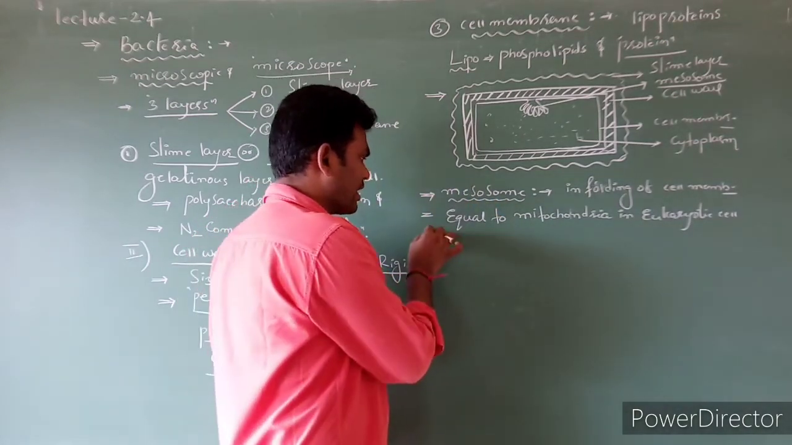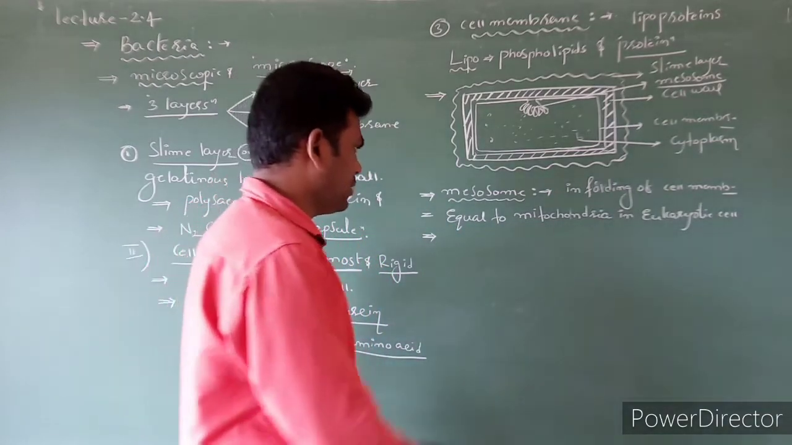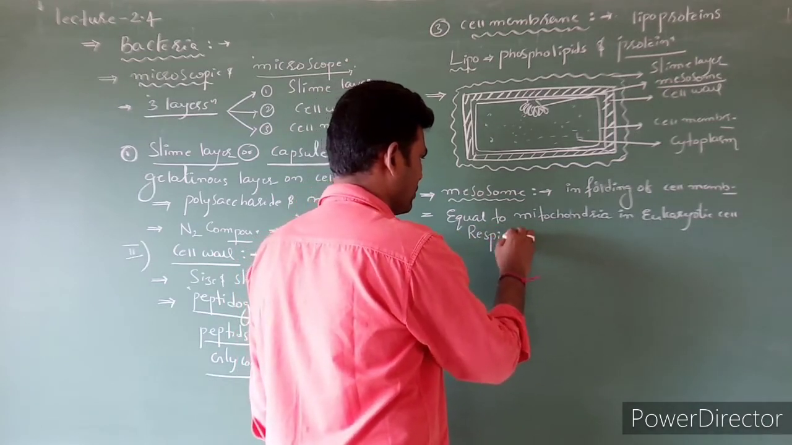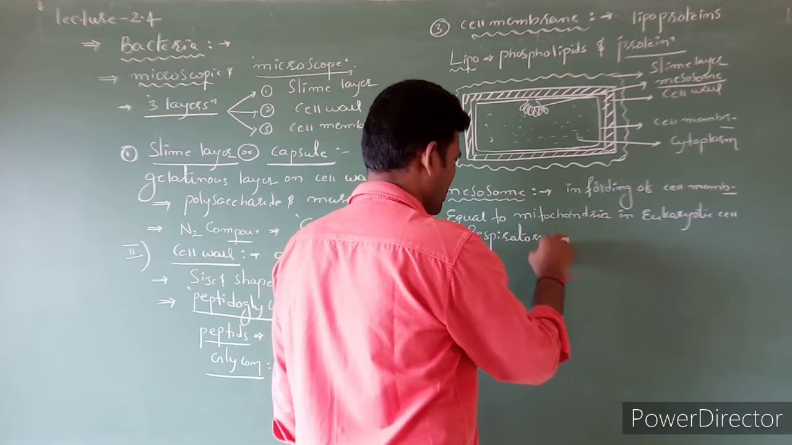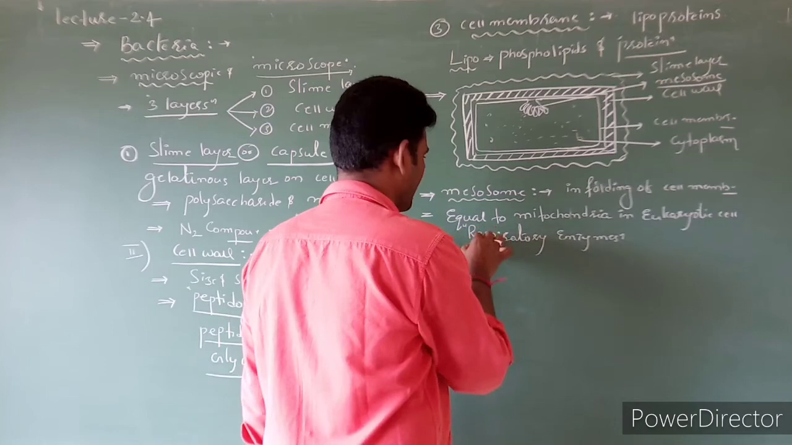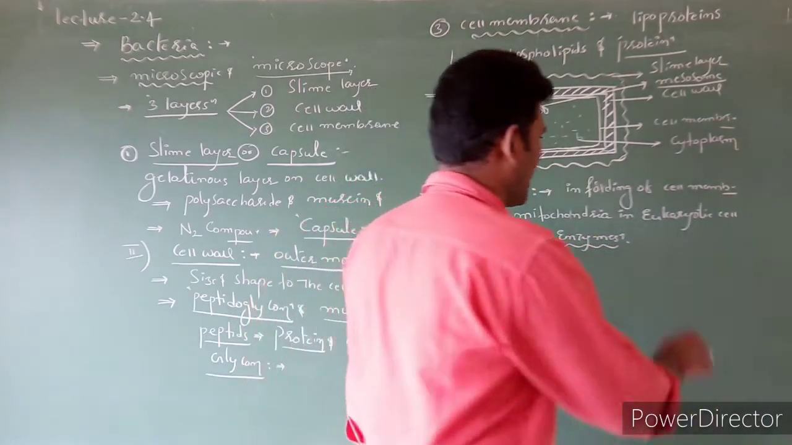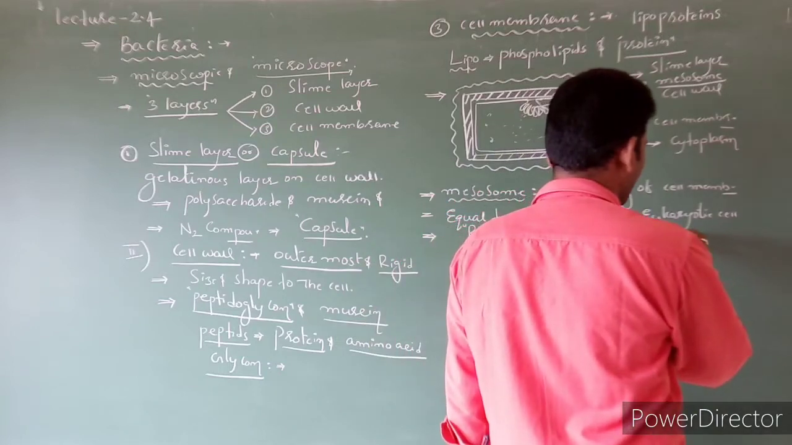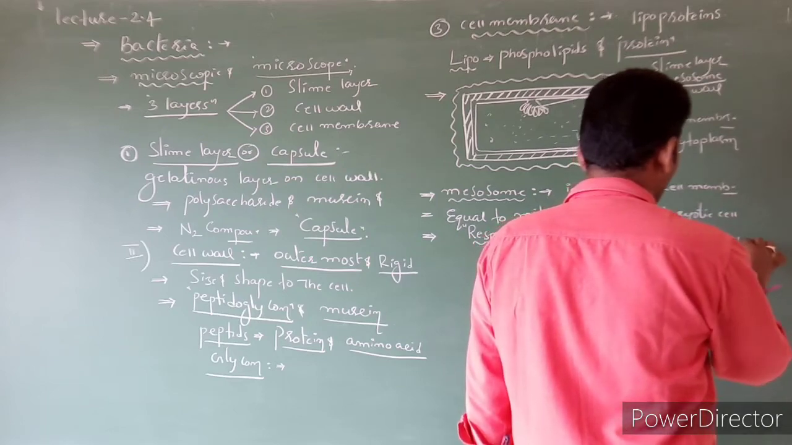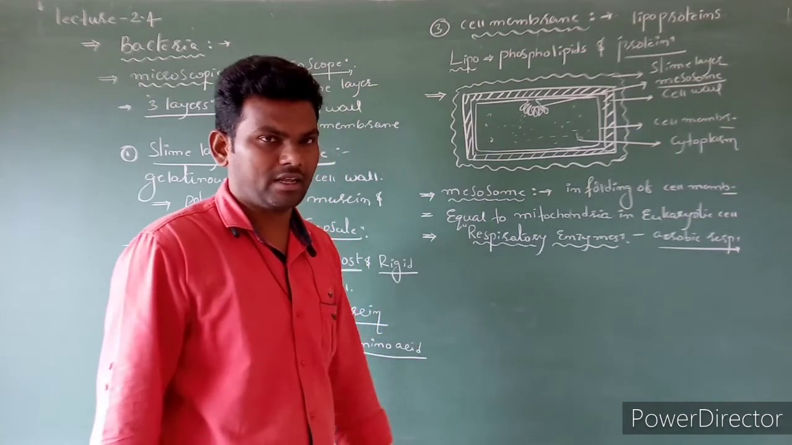So that's why we can consider these mesosomes as mitochondria. What is the function of mitochondria? You know that the mitochondrial function is what? Respiration. It means that in mesosomes respiratory enzymes are present. So that's why aerobic or anaerobic respiration takes place in the cell membrane of bacteria.